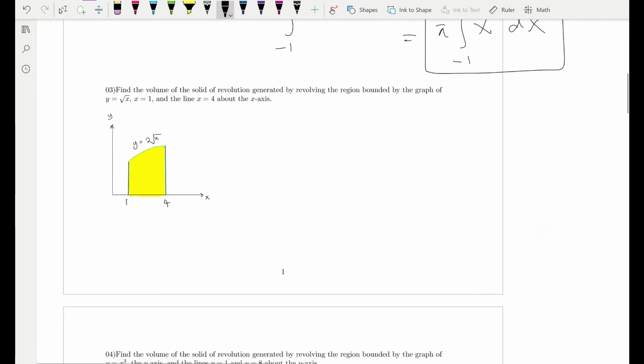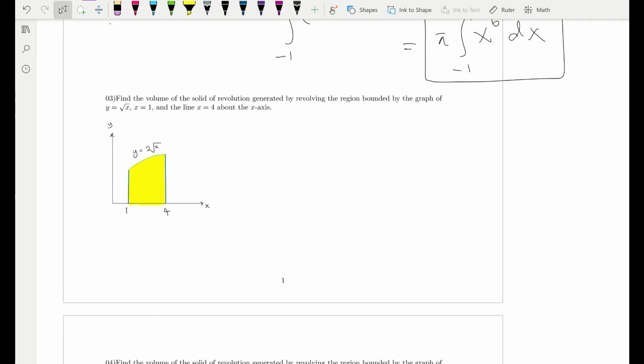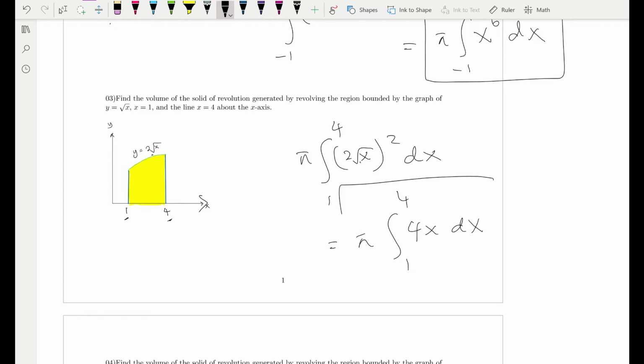Right, the second question in this video, but overall the third question, is now we have the graph of 2 square root x and it's bounded between 1 and 4. Now you're rotating this around the x-axis, so we need to find the volume. The x limits are going from 1 to 4 and pi f(x) squared, the function is 2 square root x, so square it. So pi, integral from 1 to 4, the square of 2 is 4, and the square of the square root is x.